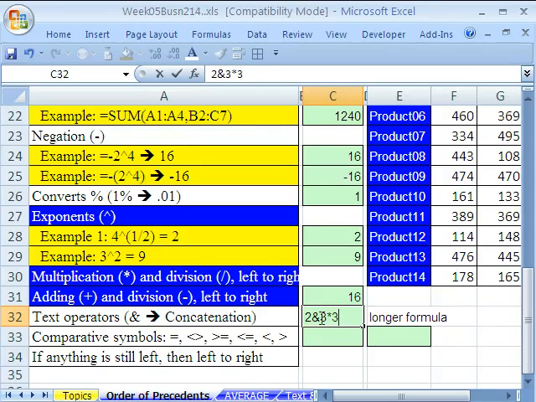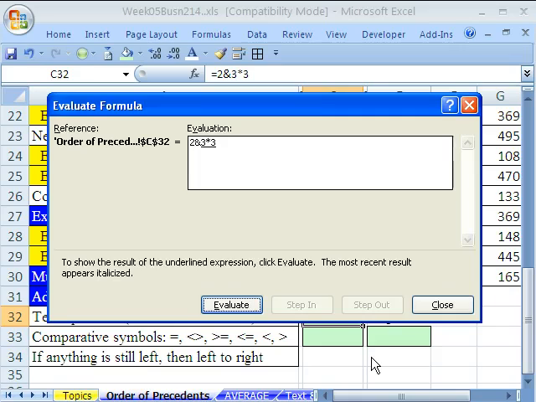What this is going to do is it's going to do the multiplying first, which will give us 9, and then it will join. Oops, I forgot the equal sign. It will join 2 and 9 and give us as text the number 29. Oh, you can immediately see it's text because it's aligned to the left. Let's run Formula Evaluator, Alt TUF. And you could see it evaluated the multiplying first and then joined the 2.